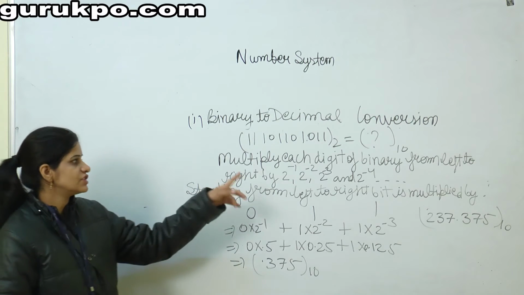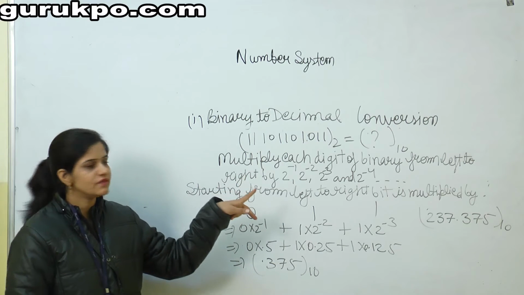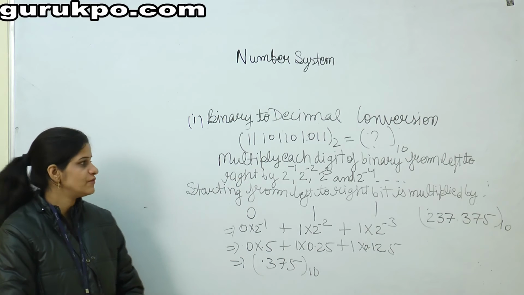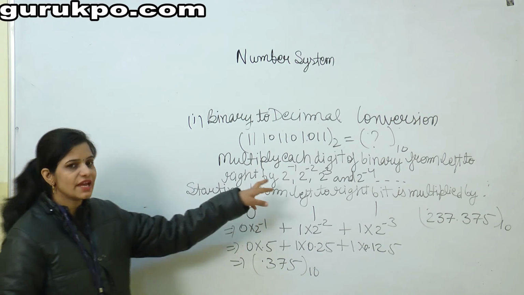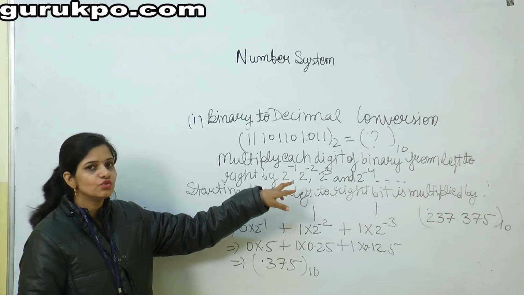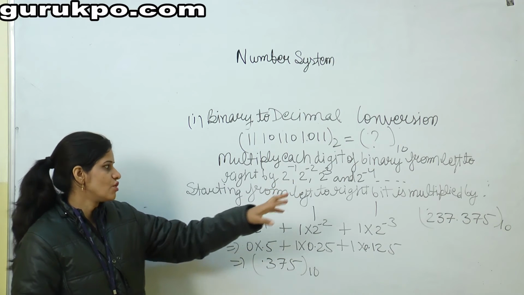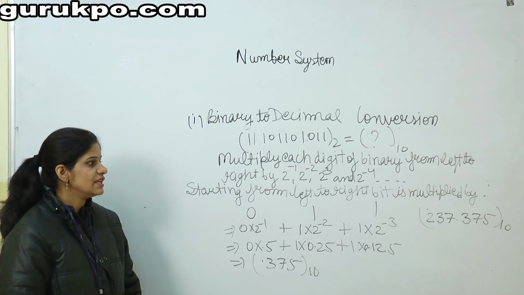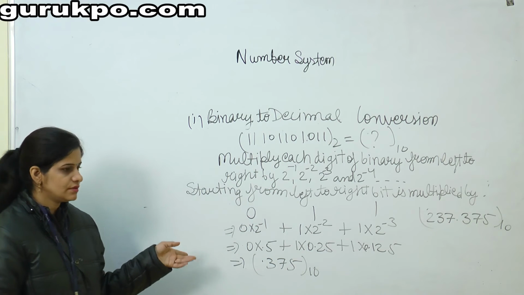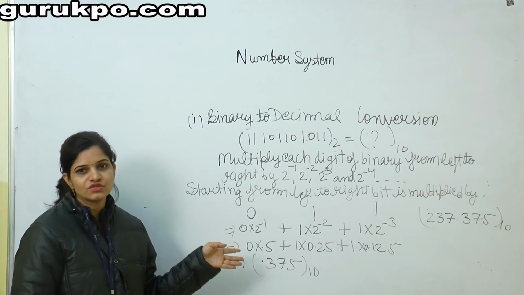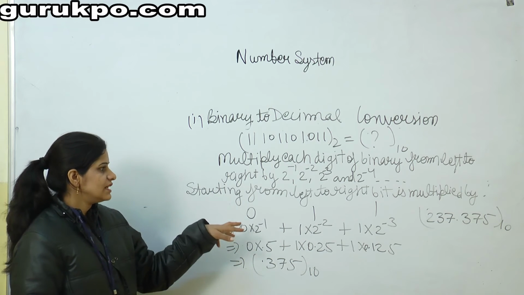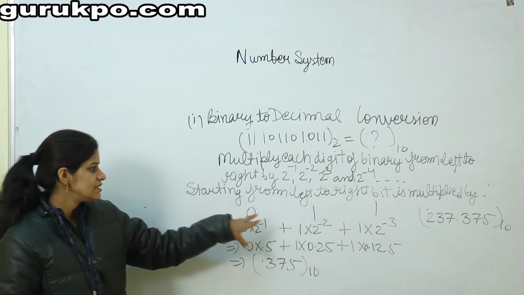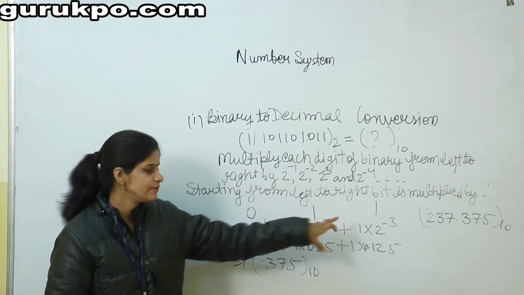The second part is the fractional part. This is the fractional conversion. Multiply each digit of the binary from left to right by 2 to the power minus 1, 2 to the power minus 2, 2 to the power minus 3, and so on. Starting from left to right, the bits are multiplied by 2 to the power minus 1, minus 2, and minus 3. Write them down from left to right: 0 1 1.